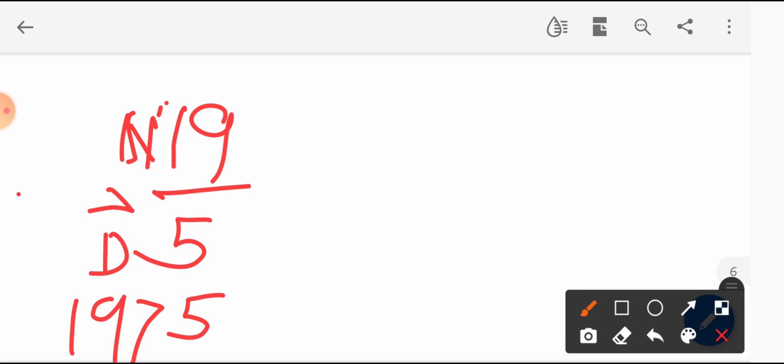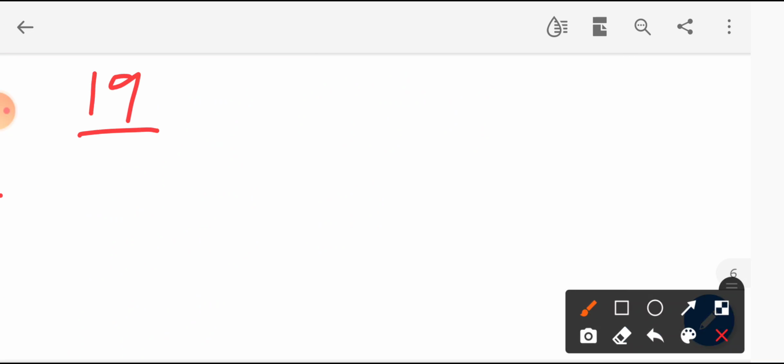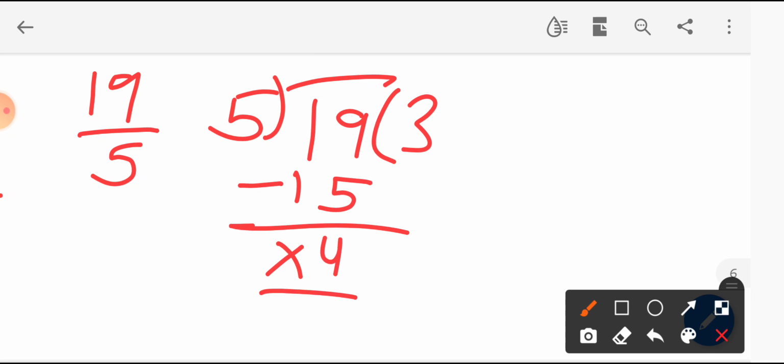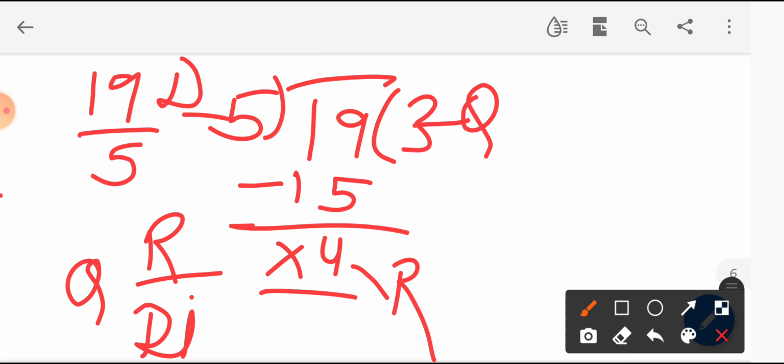Now you have to change it into a mixed fraction, which contains a whole part and a fractional part also. So you can see 19 by 5. What is the meaning of 19 by 5? It means you have to divide 19 by 5. So first of all we'll divide 19 by 5. So 5 3s are 15, and the remainder is 4. And we have already seen how to write it, quotient, remainder upon divisor. So here 3 is the quotient, 4 is the remainder, and 5 is the divisor.